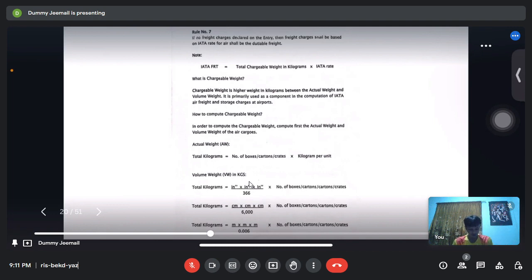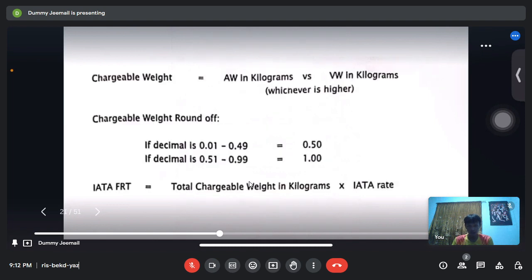So we have 375. No, since ang volume weight mao ng mas-higher, so mao na itong gamiton to. So if whichever is higher, mao na siya matawag na chargeable weight. So ang chargeable weight dayon ay ato ang i-times sa IATA rate, no?